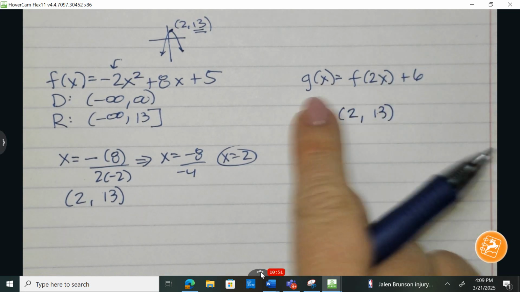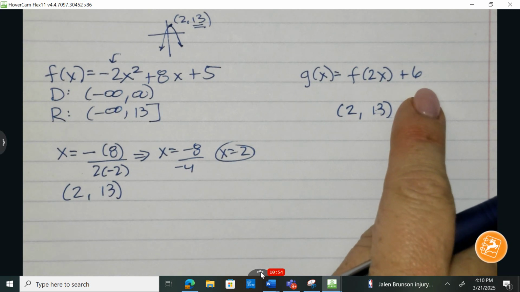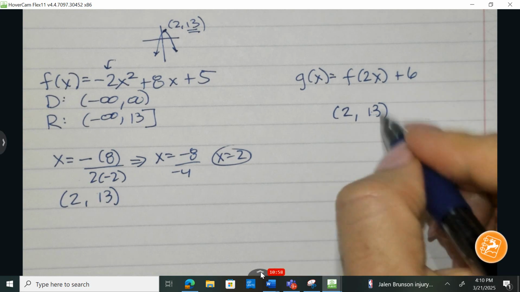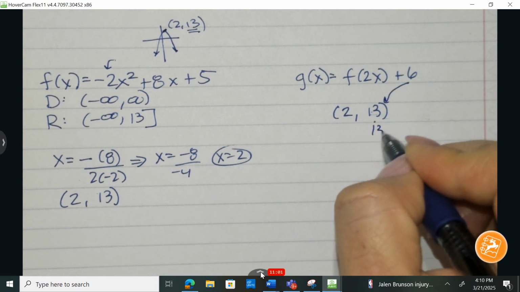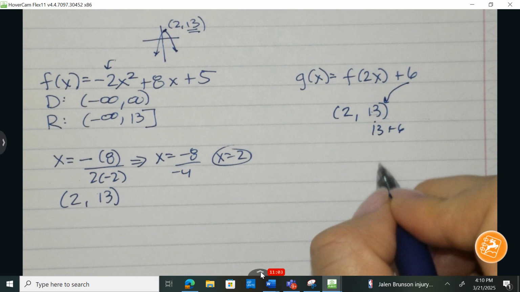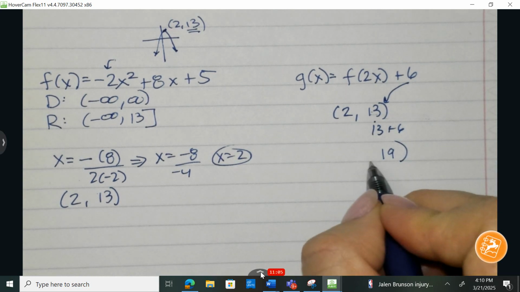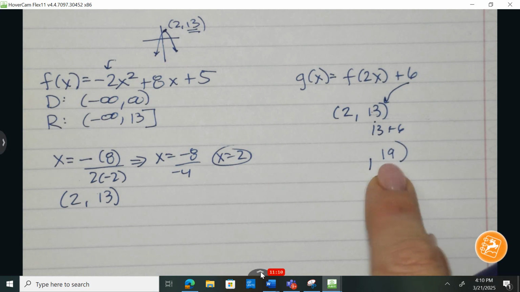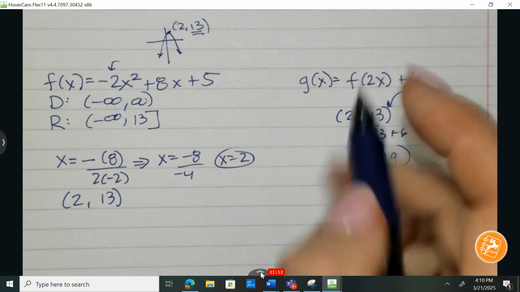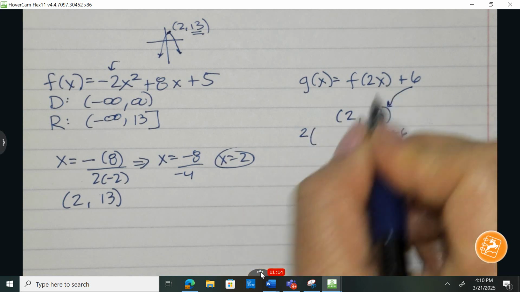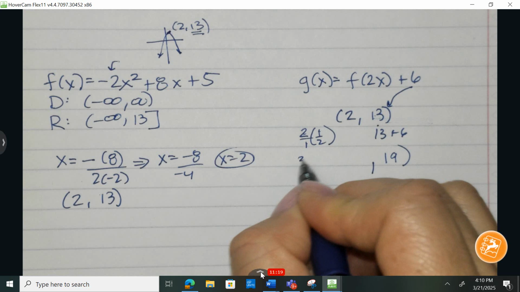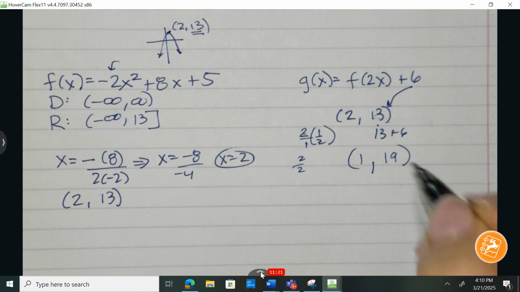Now, g of x is going to be a transformed function, and we can see here that we do have this horizontal dilation. So to the y coordinate, we are going to add 6. We're going to vertically rise that up to 19. So the coordinates for g of x of the vertex, 19 will be the y coordinate. And now let's figure out what the x coordinate is. I'm going to take the 2 and multiply it by 1 over 2. 2 times 1 over 2, well, 2 times 1 is 2, 1 times 2 is 2, and that's going to simplify to 1. So I have (1, 19).